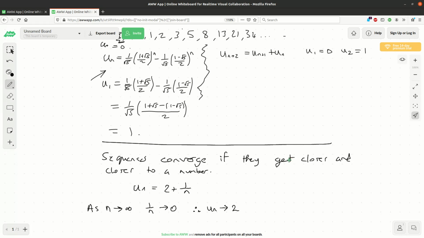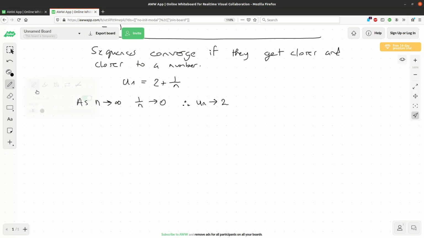Divergence is the opposite of this. Divergence is where it definitely isn't heading towards a number, and therefore it's going towards positive infinity or negative infinity. It's just getting bigger and bigger and bigger, or more negative. So divergence is like the opposite of that. Sequences diverge if they head to positive or negative infinity. Then they're basically getting larger and larger and larger, or smaller and smaller and smaller.